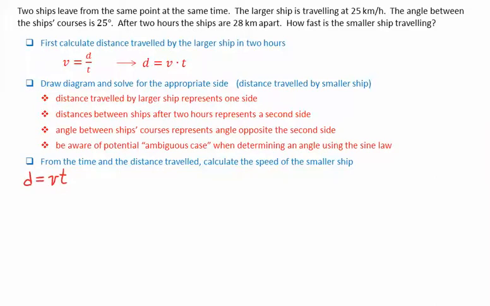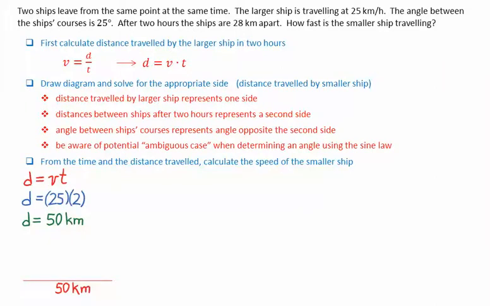First of all, let's figure out the distance traveled by the larger ship. The distance equals the speed times time. Its speed was 25 kilometers per hour. Traveling for 2 hours gives a total distance of 50 kilometers.